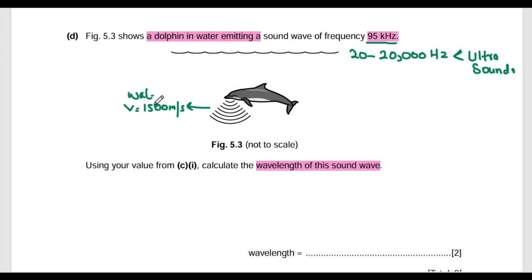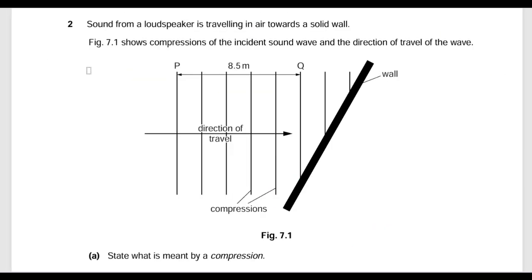So we can just write that in water the speed is this, and to calculate the wavelength we can use the wave equation, which is v equals f lambda. Arranging it with respect to wavelength, it would be v over frequency. Velocity of sound in water is 1500 meters per second and frequency is 95,000. Dividing them both gives 0.016 meters.